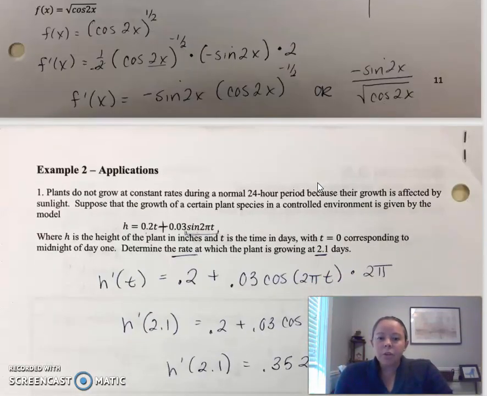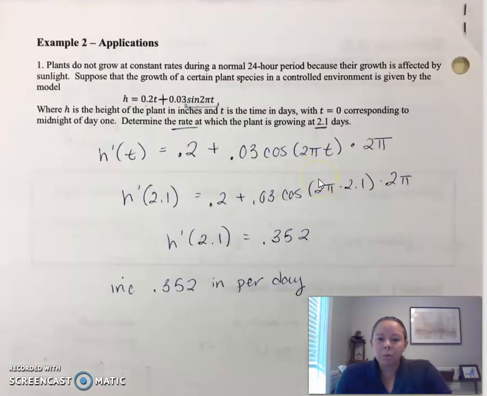All right, so here's a really good application problem, and there's one like this in your homework that you're going to want to make sure that you do. So plants do not grow at a constant rate during a normal 24-hour period because their growth is affected by the sunlight. Suppose that the growth of a certain plant species in a controlled environment is given by the model. So they're giving us this, where h is the height of the plant in inches, t is the time in days, with t equals 0 corresponding to the midnight of day 1. Determine the rate at which the plant is growing at 2.1 days.